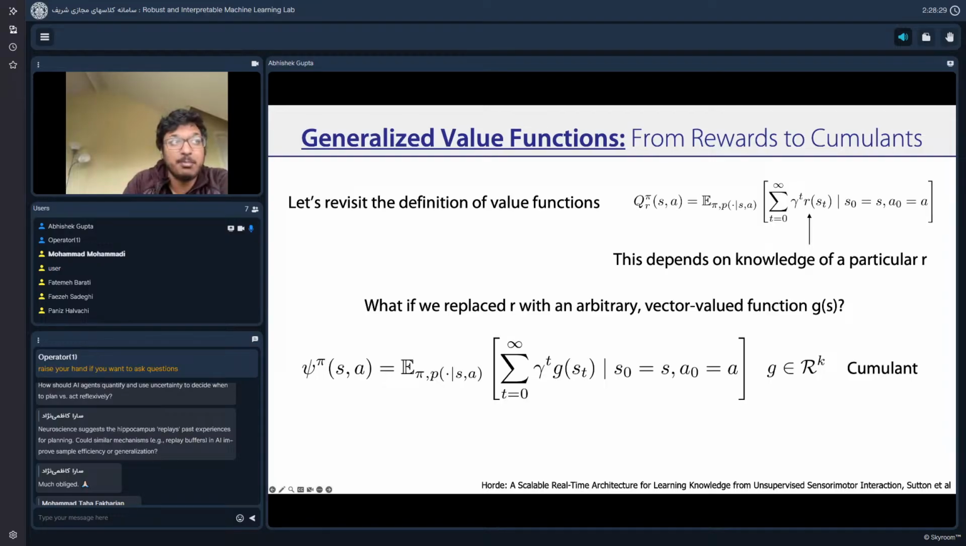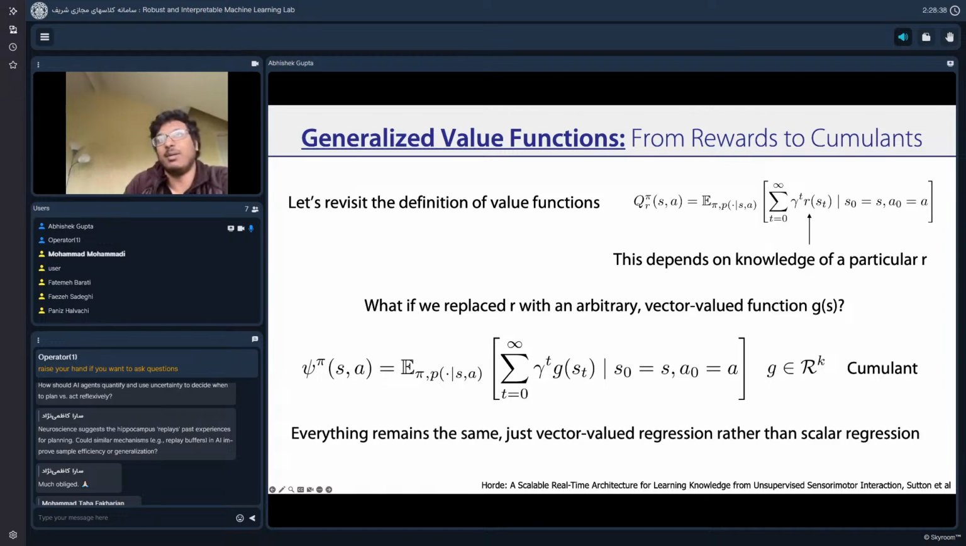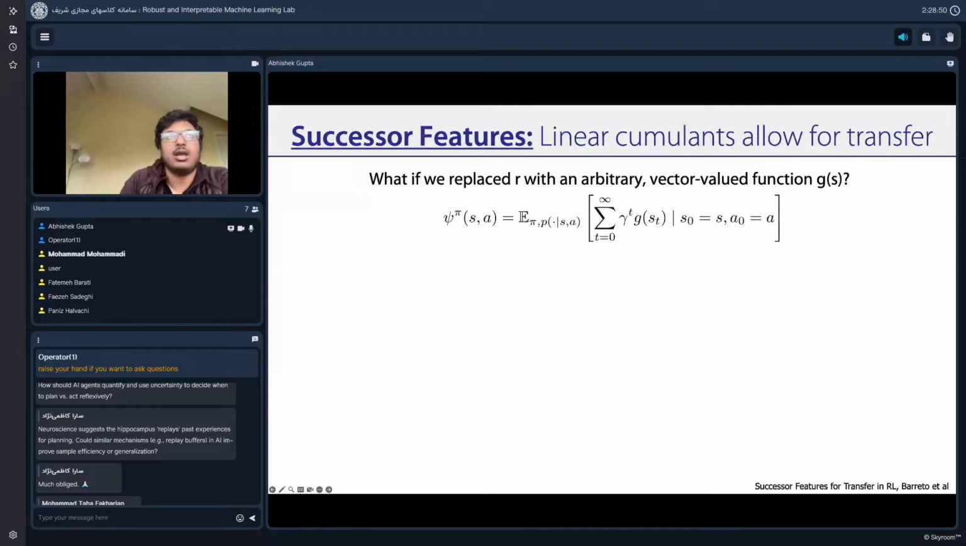So you can say that psi pi is the cumulative sum of features in the future, starting at some state S and taking action A. So it's exactly the same as Q function for rewards, but you're replacing R with G, right? And so the only thing you're doing is you can train with the Bellman error, everything remains the same. It's just vector valued rather than scalar valued. Now, why does this matter, right? We took our Q function, we replaced R with some arbitrary G.